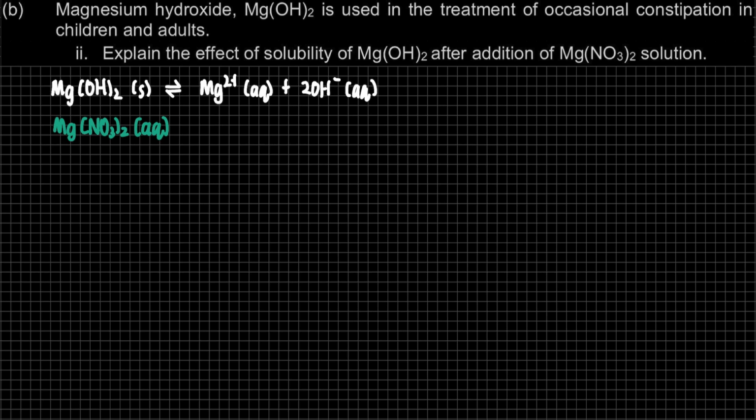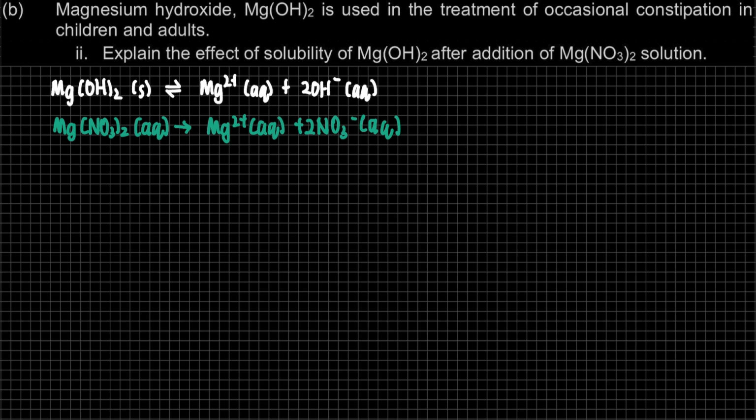This one is not in an equilibrium solution, so we're just going to use our arrow here. So it's the same one. It will become Mg2+ as well as NO3-. Make sure the equation is balanced. Then here I will get 2 NO3.